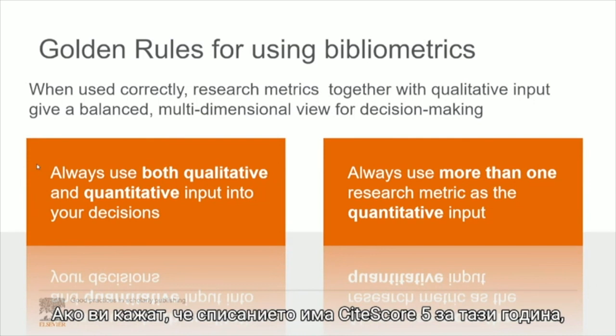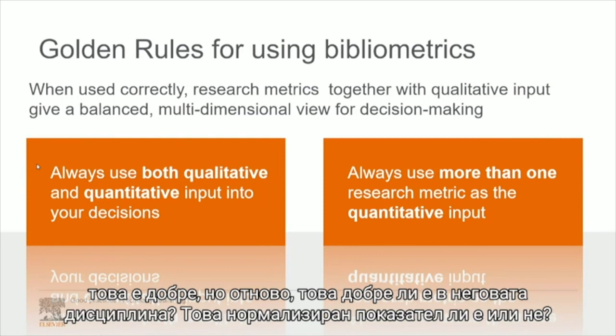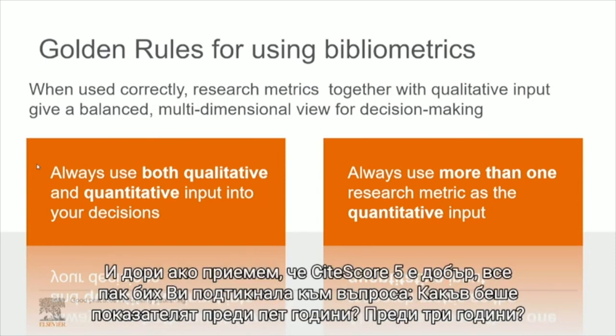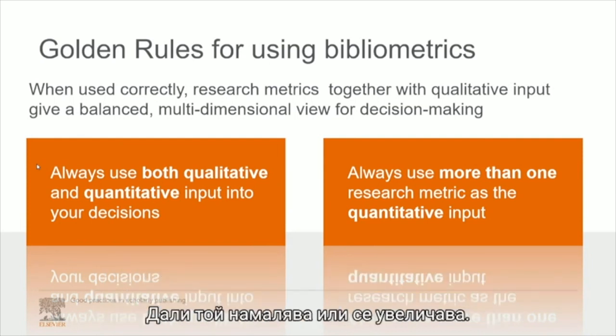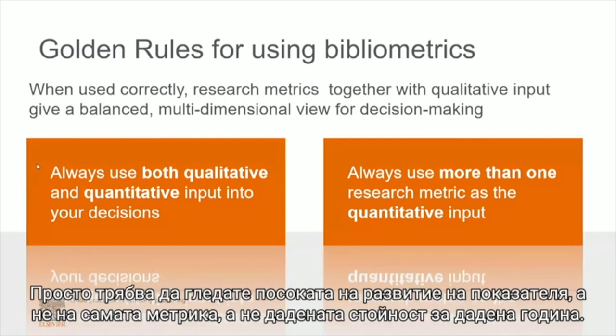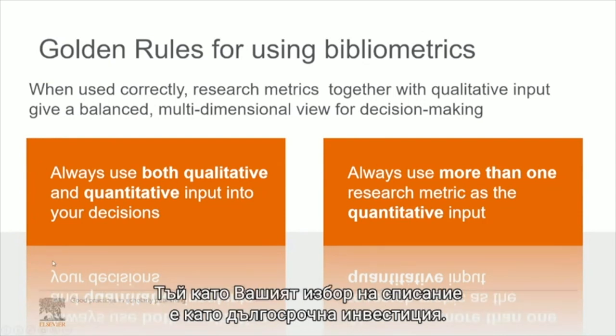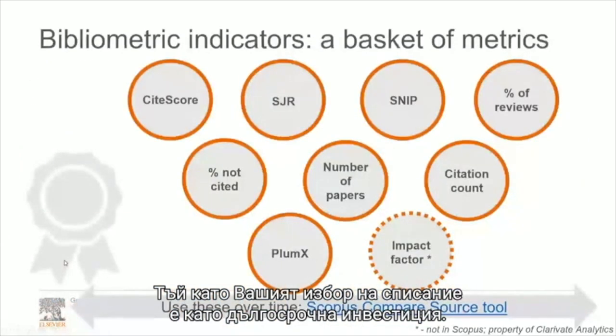If I told you that the journal has CiteScore 5 this year, that's okay. But again, is this good in the discipline or not? Is this a normalized metric or not? And even if we assume that CiteScore 5 is good, I would still push you to the question: what was the metric 5 years ago, 3 years ago? Whether that is declining or increasing. You simply have to look at the trend of the metric and not at a given value for a given year, because your journal choice is like a long-term bank investment.